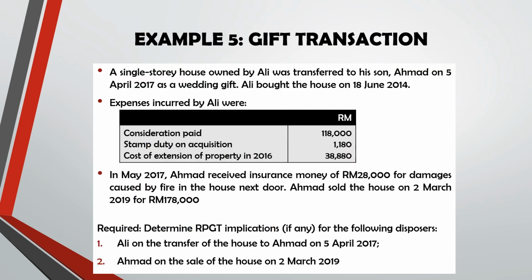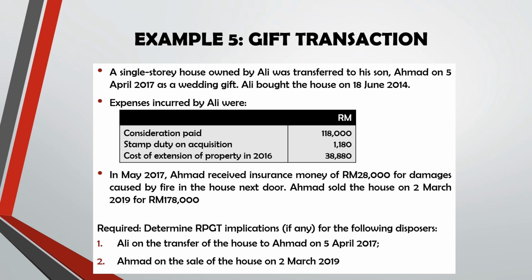Example, gift transaction. A single-story house owned by Ali was transferred to his son Ahmad on 5th April 2017 as a wedding gift. Ali bought the house on 18 June 2014. Ali is the disposer or donor, Ahmad is the beneficiary or recipient. So this is a gift transaction from father to son. In May 2017, Ahmad received insurance money of 28,000 for damages caused by fire in the house next door.